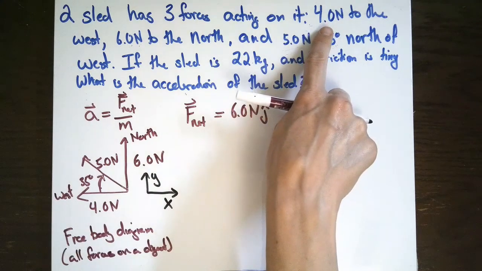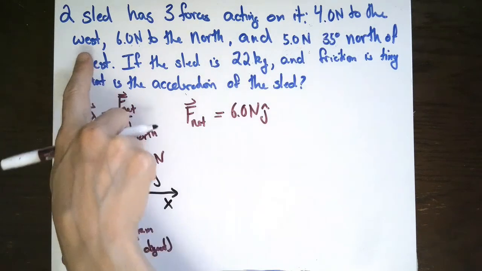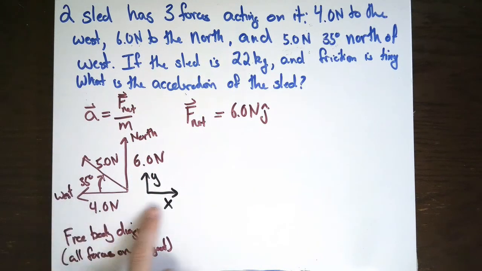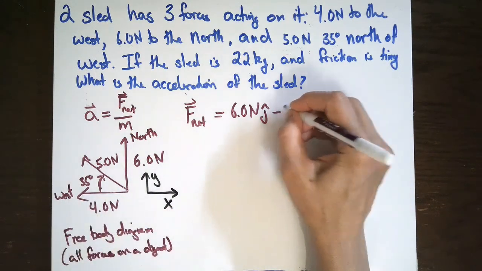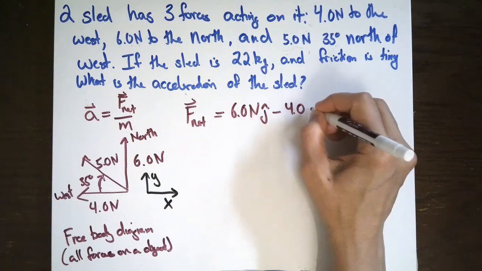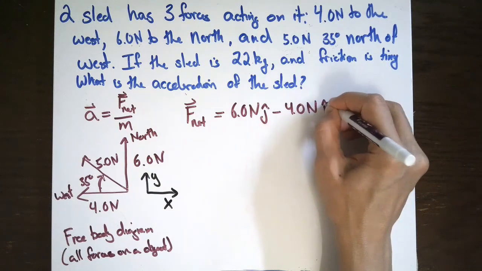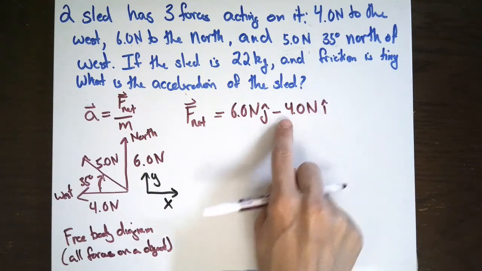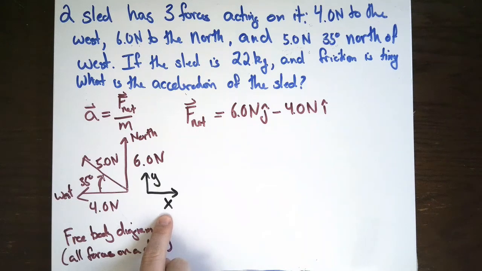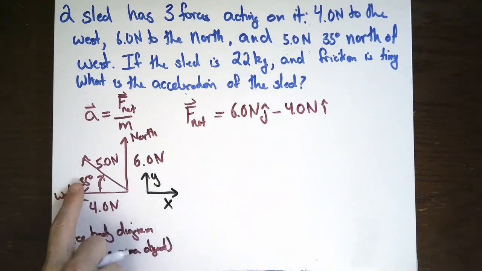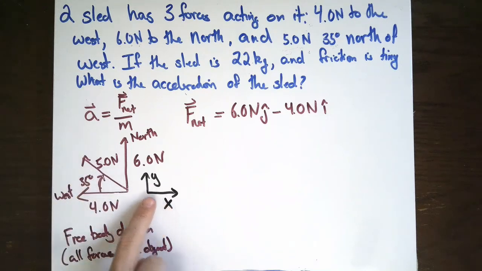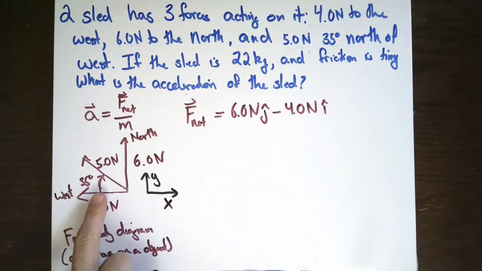Next we'll do the 4.0 newtons to the west, and so west is headed this way, which is the opposite of my x direction. So that'll be negative 4.0 newtons i hat, because it's going west rather than, I guess, east, which is our x direction. And then this 5 newton one. Well, here we've got something that isn't going either in x or y, it's going in both, so we're going to have to do components for this one.